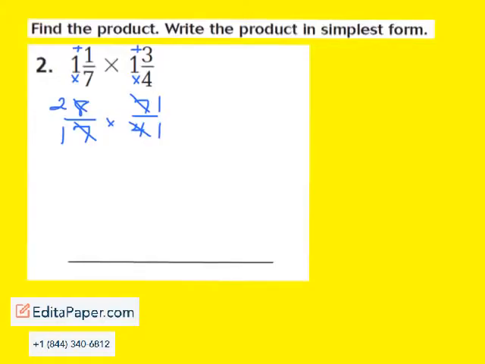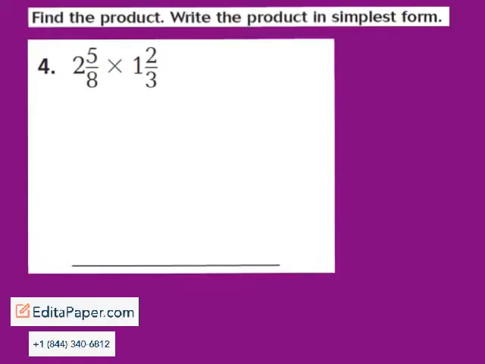Now I'm going to go ahead and multiply my fractions, which means I'm going to multiply numerator times numerator and denominator times denominator, so straight across. So I know that 2 times 1 is going to give me 2, and 1 times 1 is going to give me 1, and when I end up with 2 over 1, that means that my answer turns out to be the whole number 2. So what that tells me is the product of 1 1/7 times 1 3/4 turns out to be the whole number 2.